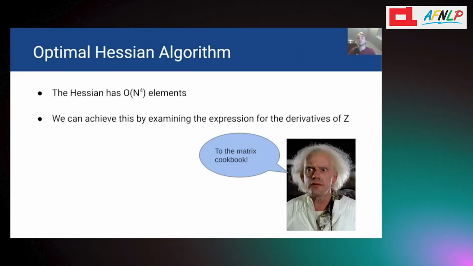So far, the two methods using automatic differentiation lead to suboptimal algorithms. The Hessian is of size n to the 4, and so the optimal runtime to materialize the Hessian should also be n to the 4. It is possible to achieve this optimal runtime by exploiting repeated work when finding the derivatives. To see this pattern, we exploit identities from the matrix cookbook.